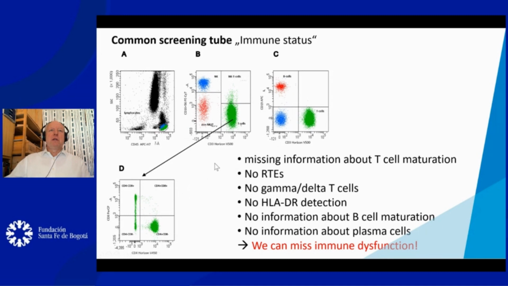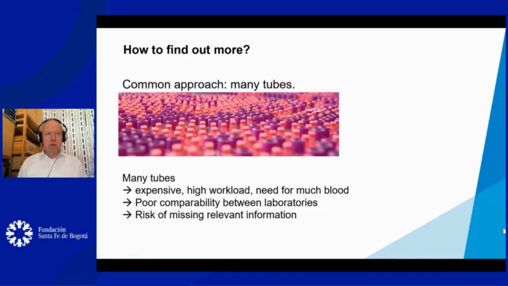What we cannot find here is a more detailed information about T cell maturation. We get no information about RTEs. RTEs are the recent thymic emigrants, cells leaving the thymus as newly formed T cells. We have no information about gamma delta T cells. We cannot detect HLA-DR, but absence of HLA-DR is a very common finding. We have no information about B cell maturation, no information about plasma cells. And this means in detail that we can miss immune dysfunction in these patients because the pure immune status gives us only a very crude general overview.